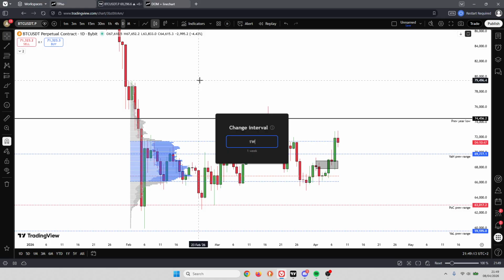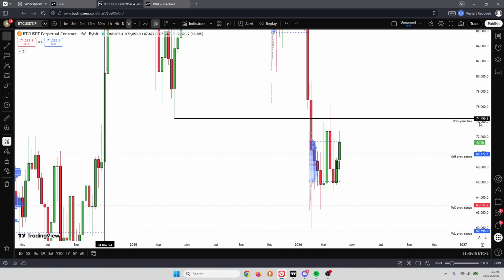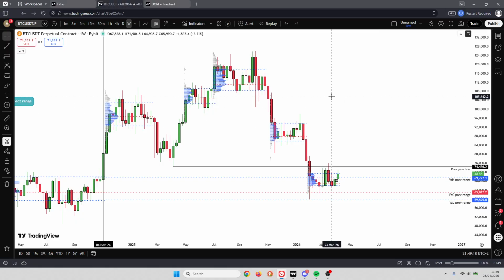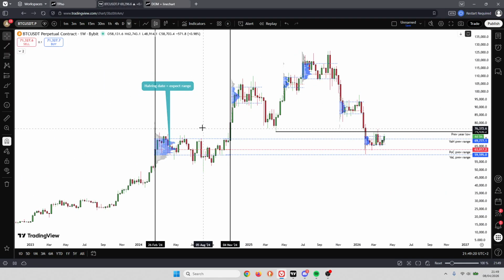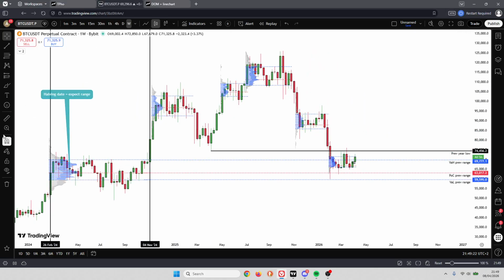So the first point we will be starting at will be the weekly chart. So again, these typical ranges, right? But what can we see here? We see when the halving was, and we see this massive range that was formed during the halving period. So a key point I always look at with major ranges is their POC, value area high and value area low. If price ever gets back to them, these become key.